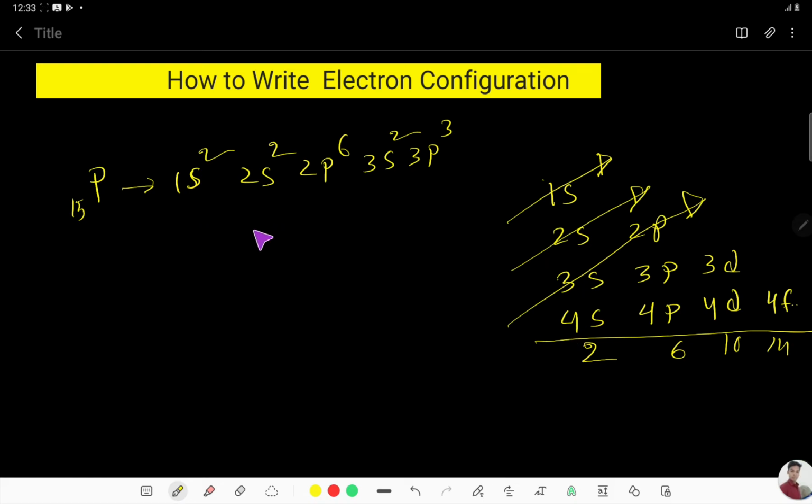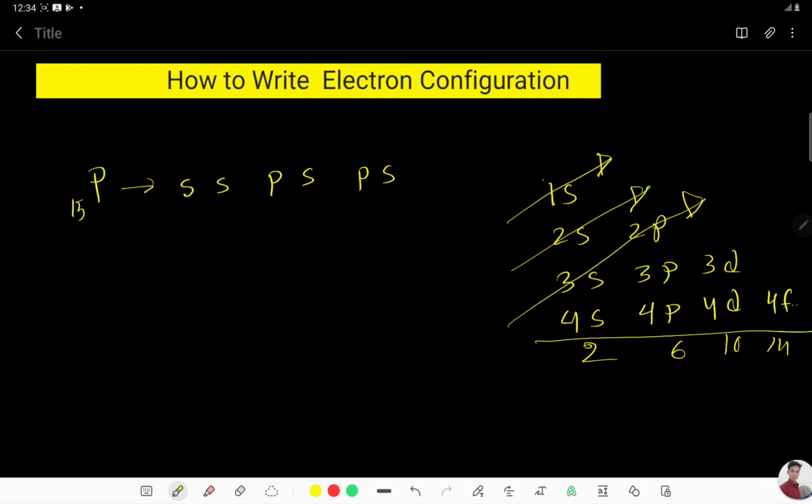So now I'm going to show you the second method to write the electron configuration of phosphorus. In the second method, you have to memorize the orbital sequence, right? This is the orbital sequence you have to memorize: ss, ps, ps, ss one time, ps, ps two times.